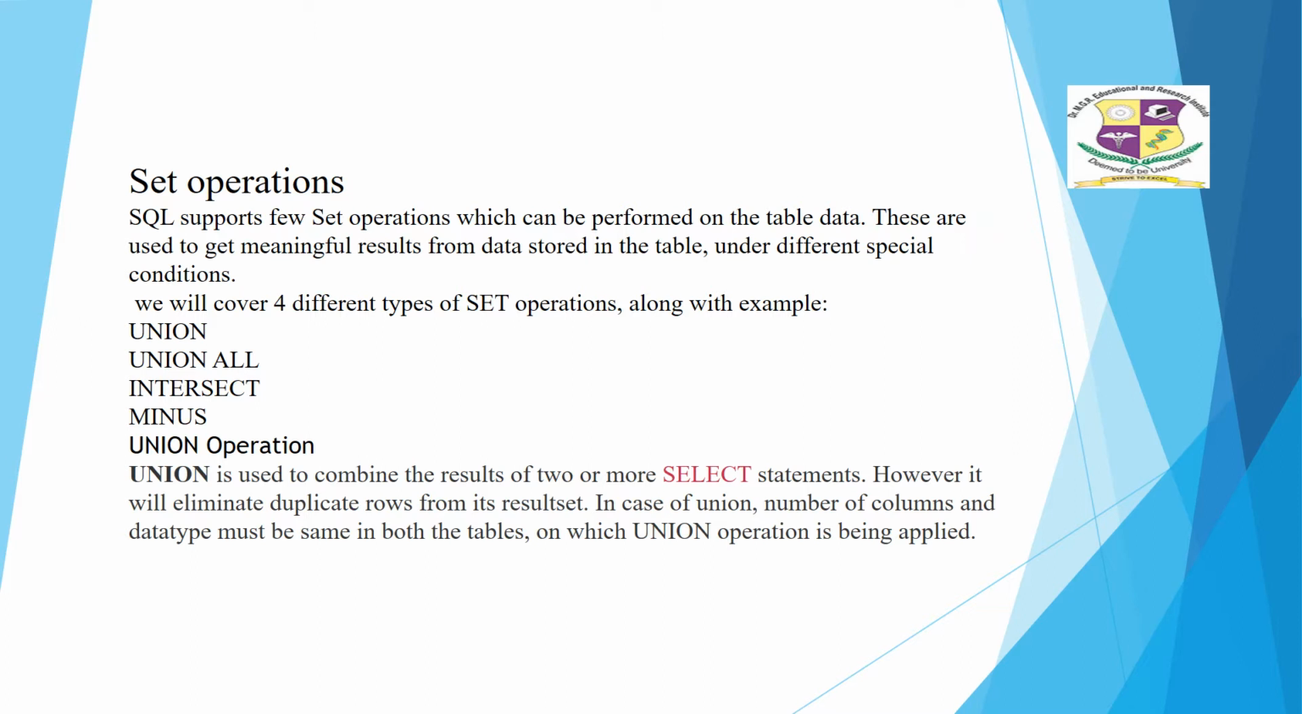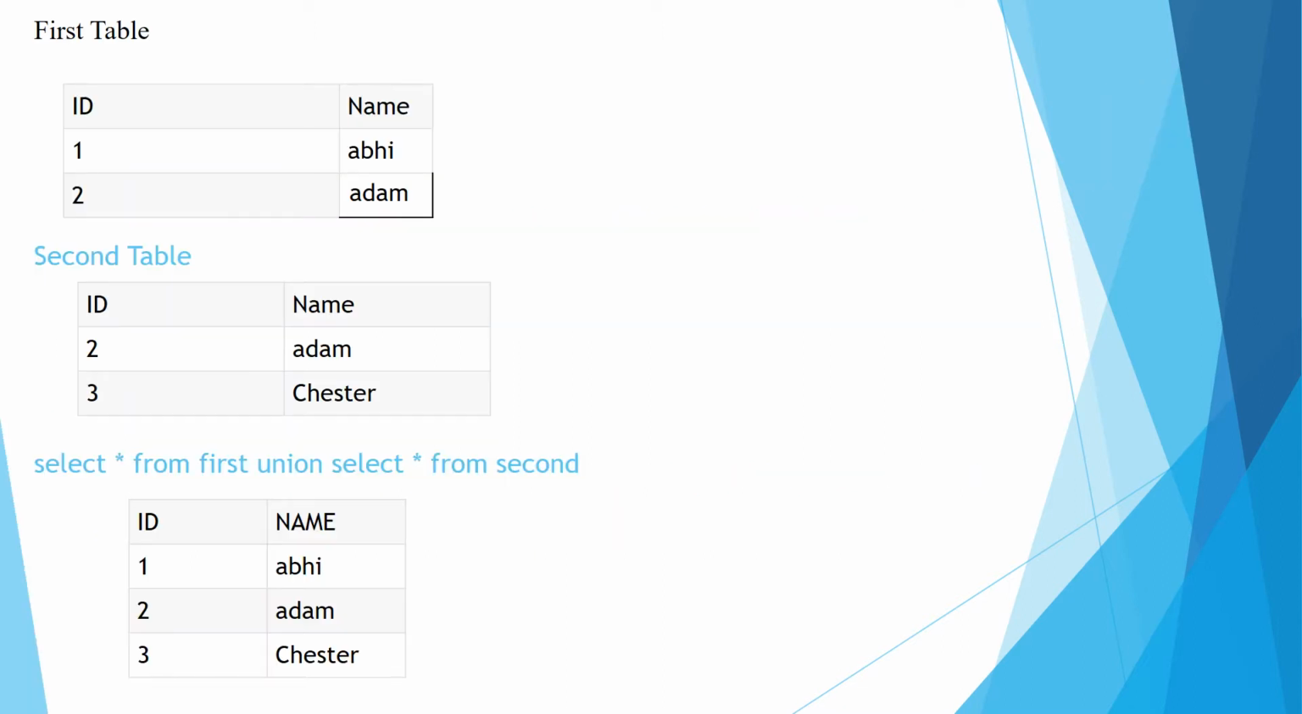In the union operation, we have to combine 2 tables. In these 2 tables, if any tuple is common, that particular tuple is discarded once, and the remaining tuples will be displayed in the resultant table. So this is the operation under union. Let us see an example.